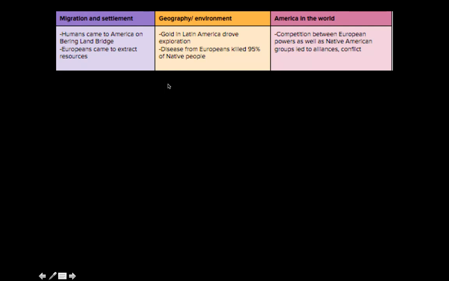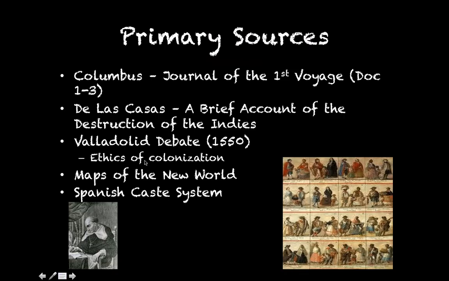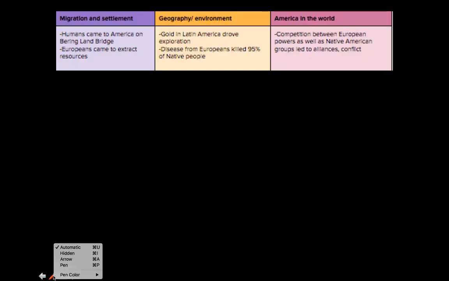So I'm going to jump over to geography and environment. When we look at geography and environment, that's going to be one of the things that we find ourselves comparing later on. So gold and other resources. Gold and other resources are the big reasons why the Spanish come and continue to arrive. That's what drives exploration, their search for gold.